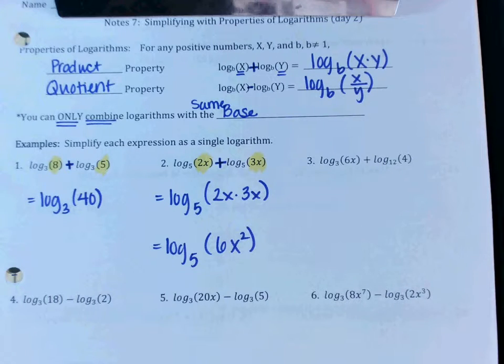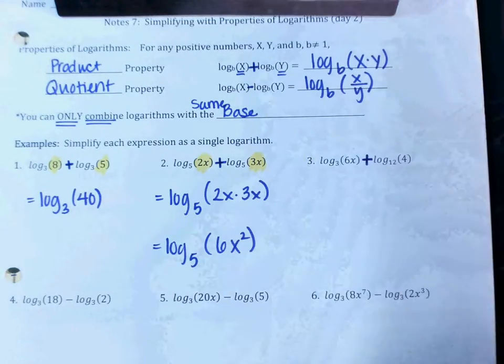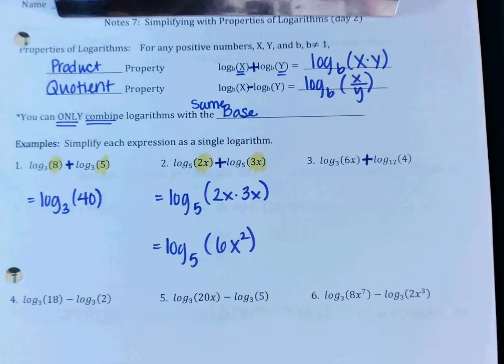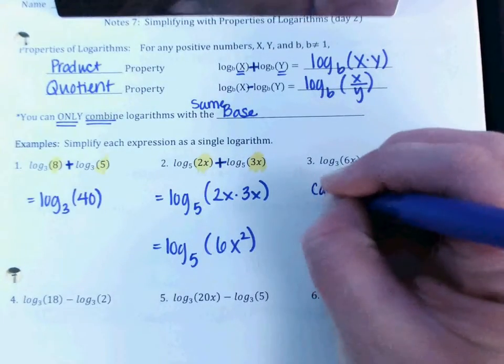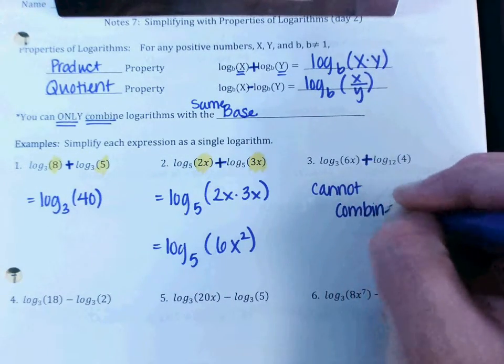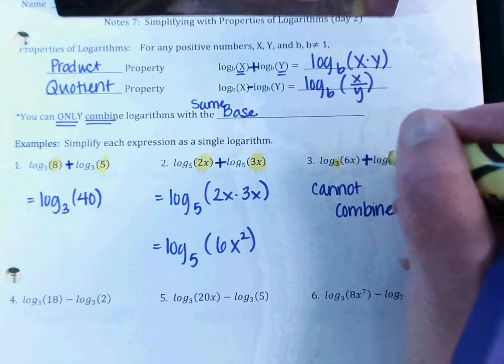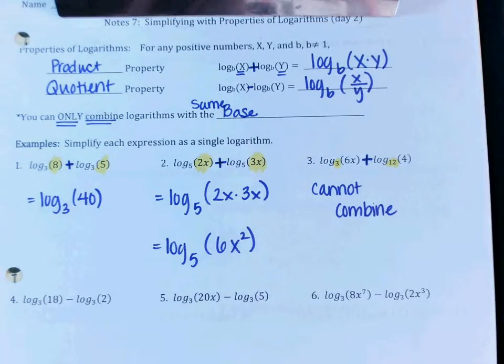I have a log base 3 of 6x plus a log base 12 of 4. So do I multiply, divide, or neither? It's neither. Why? They don't have the same base. So then you would just say, cannot combine. Okay, and then again, remember that when I say the base, I'm talking about this number right here. So if one's a base 3, one's a base 12, you got to leave them separate. They can't go together anyway. Okay? All right, next row.